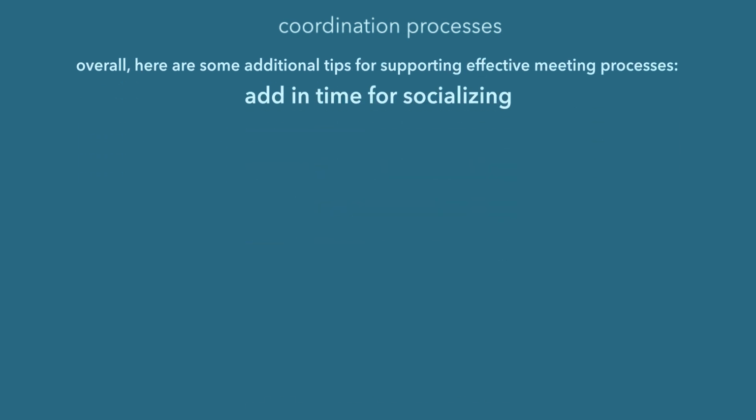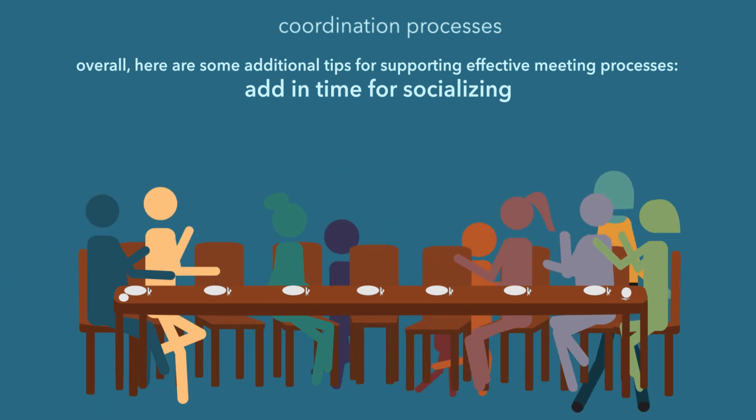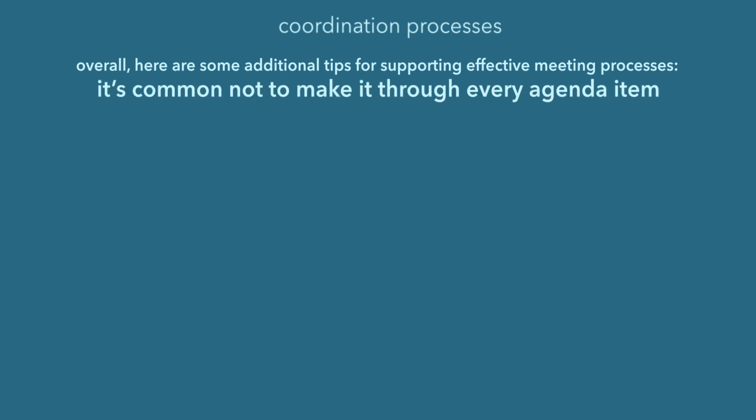Add in time for socializing. For example, many resident coalitions hold a meal at the beginning of the meeting where people can talk freely and bond with each other. Afterward, children can go to childcare in another room, and the coalition starts working on their agenda. It's common to not make it through every agenda item during a resident coalition meeting.